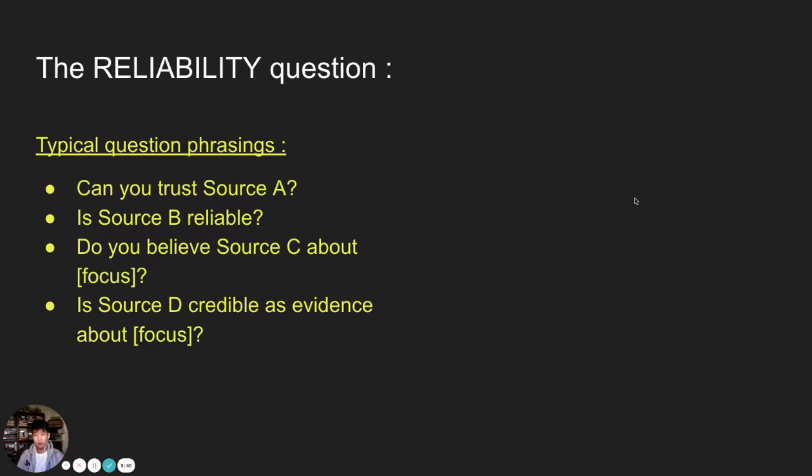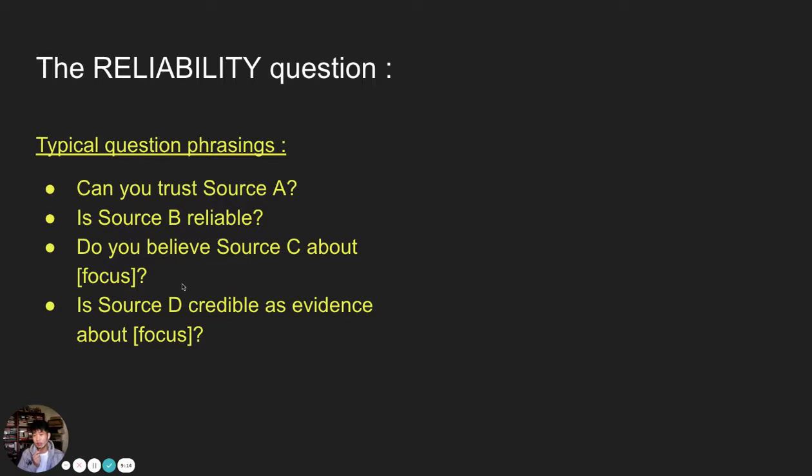We typically will ask questions like, can you trust source A? Is source B reliable? Notice that these two questions have no focus. So you push out a message. I cross-refer source A's message to another source. I cross-refer source B's message to my contextual knowledge. If it is supported, it's reliable. If the message is contradicted, it's not reliable.